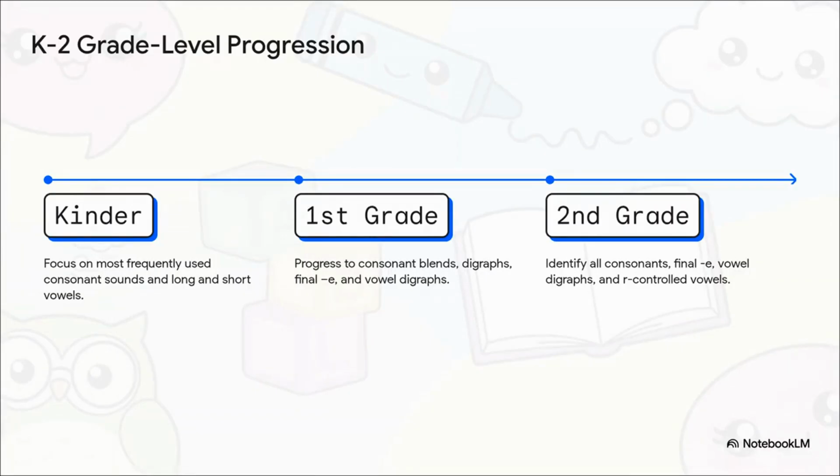Now, here's where it gets really cool. This isn't a one-and-done skill. It actually grows and gets more complex across the grade levels. You see, in kindergarten, we're focused on those basic consonants and short and long vowels. But then in first grade, we up the ante. We bring in consonant blends like bl and digraphs like sh. Then by second grade, we're tackling the really tricky stuff. Vowel digraphs, R-controlled vowels, you name it. This shows how we're all working together, building this skill up year after year.